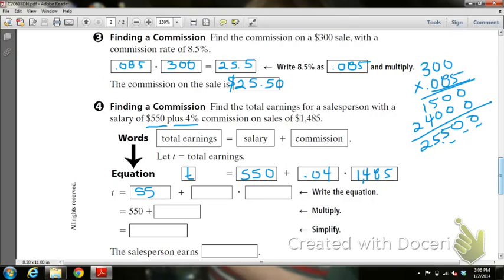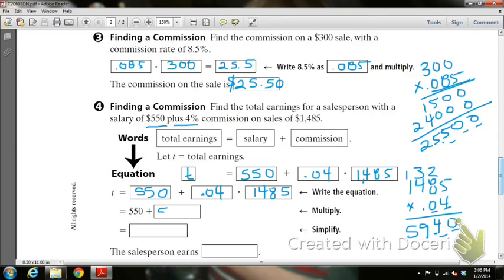And so now we're going to work this out. 0.04 times 14.85. If I multiply 14.85 times 0.04, I get 59.40.